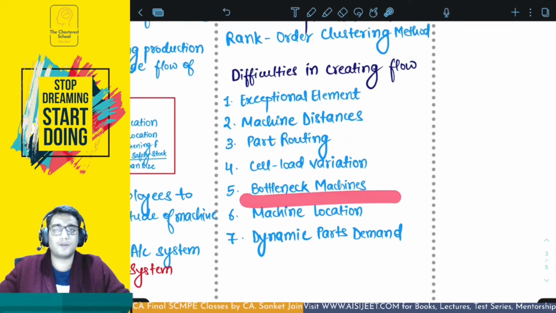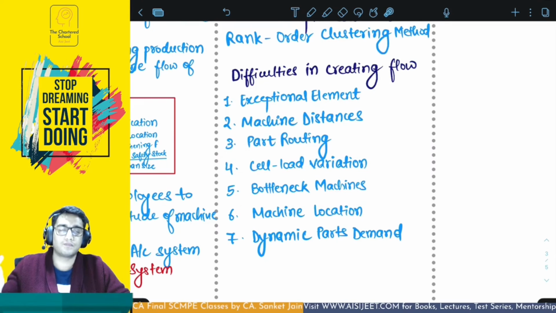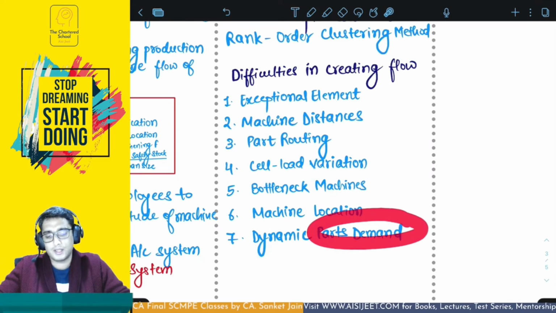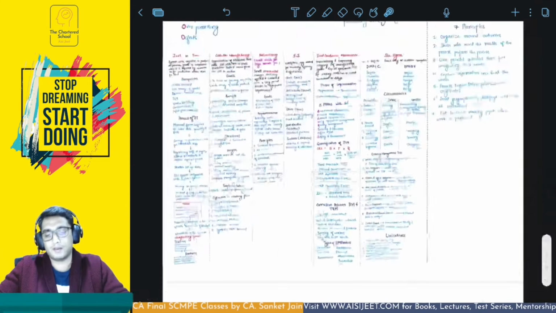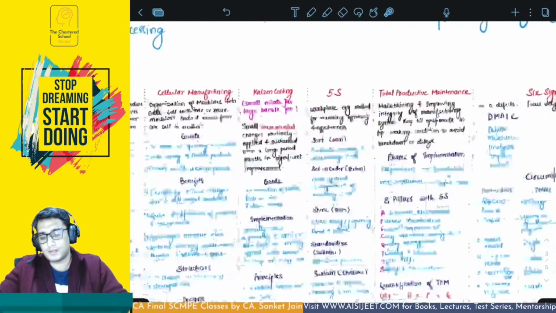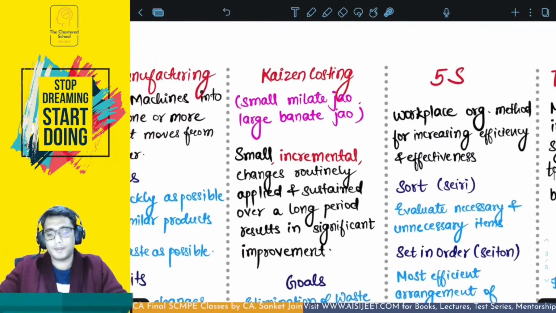Fifth is if there is a bottleneck machine, it can stop working after the required amount of time you have is over. Then machine location has to be considered, and dynamic parts demand. If the parts demand is dynamic, it might again create flow difficulty. This is cellular manufacturing. Our next topic is Kaizen costing.